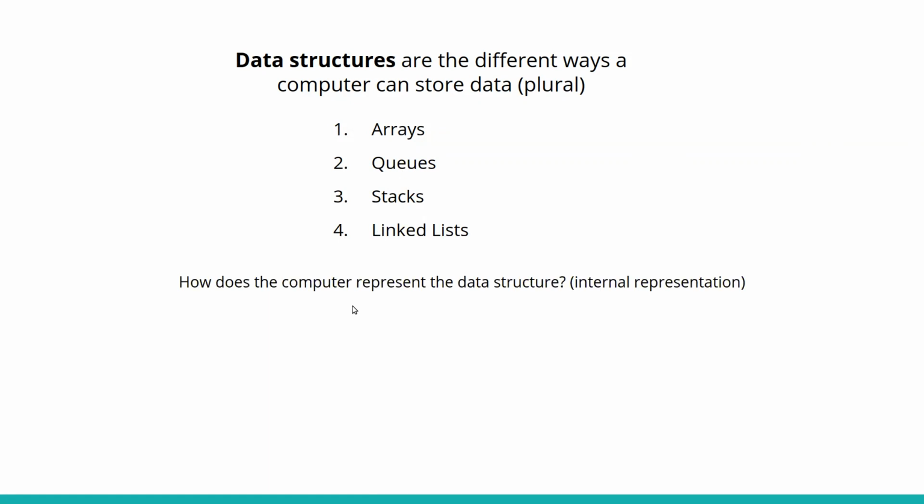And about each of these 4 data structures, we'll be going through a set of questions, okay? So the first question we'll answer about each of these data structures is, how does the computer represent the data structure? So what is the computer's internal representation of that data structure? And we'll start building up a mental image of how the computer stores each of these things.